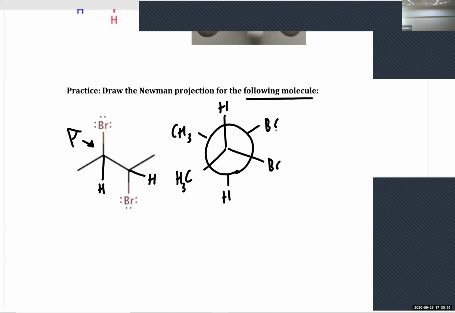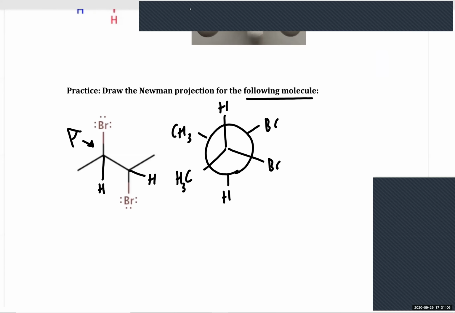Now, your exact Newman projection may be different. That's because you can draw a range of different conformations for this molecule. It's not unusual. So as long as you're able to correctly identify substituents on the front and back carbon, and you're looking down one of your carbon-carbon bonds when drawing your Newman projection, you should have no issues with this. Any questions on this example?